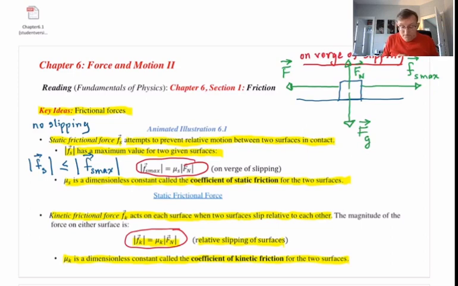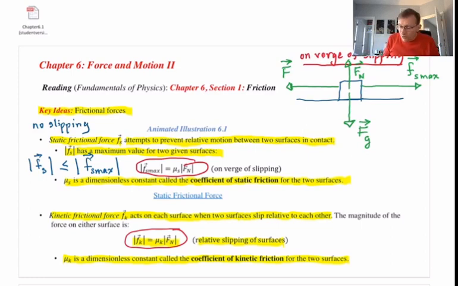to each other. And some of the things we'll have to practice with is figuring out, if it's not told to us in the problem, whether two surfaces are slipping relative to each other or not. Turns out we have all the physics we need on this slide to do that, but it takes practice to see how you do it.